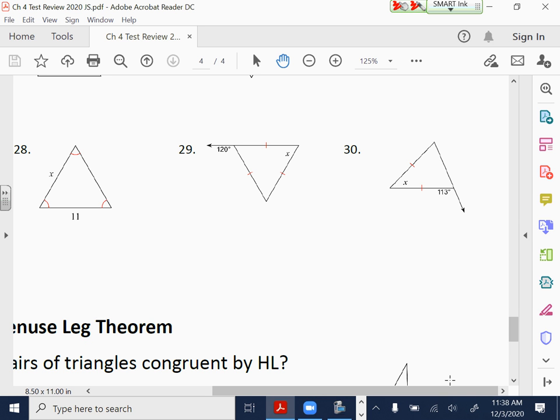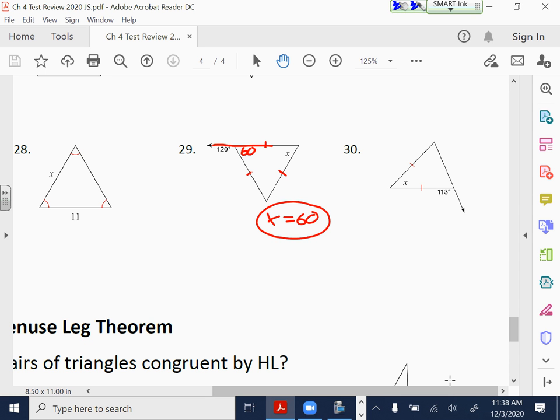This one, a couple different ways to do this. First off, the easiest way, again, it's an equilateral triangle, so all the angles have to be 60. So x has to be 60. You don't even have to really do any work. But if you want to, if this is a linear pair, I know this has to be 60, so it adds up to be 180, which means x is equal to 60 as well. Again, either way is fine.